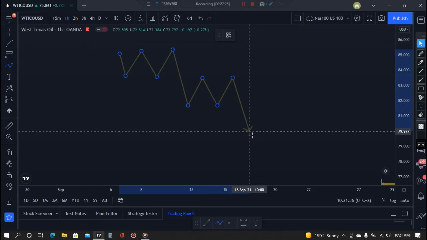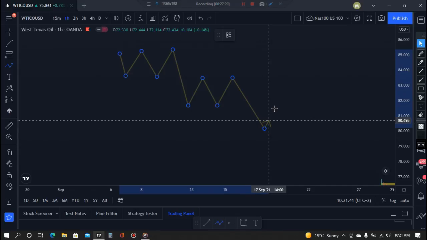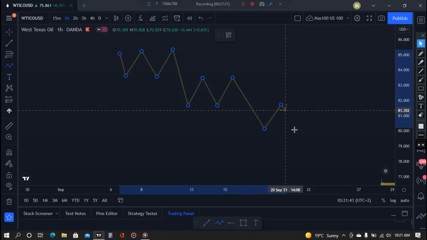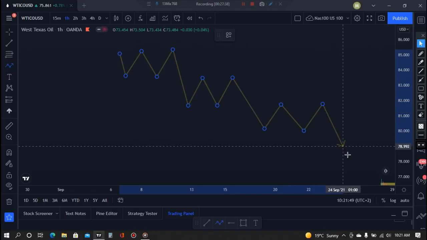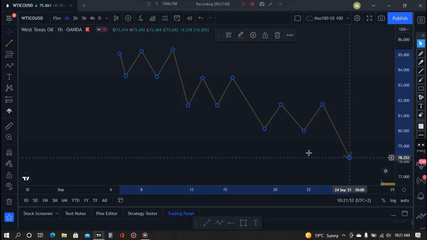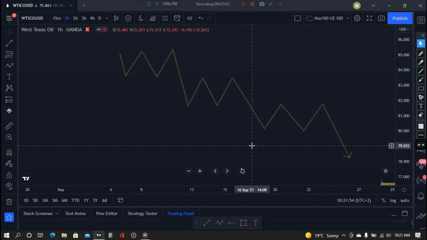Sometimes this thing won't be just perfect, but most of the time you will find them very easy to identify. This is a downtrend, guys. You see, this is a very nice downtrend.